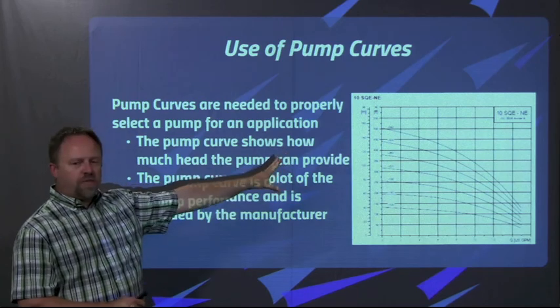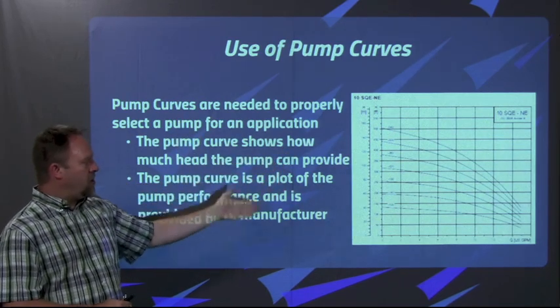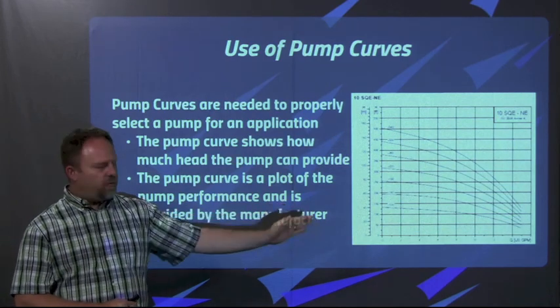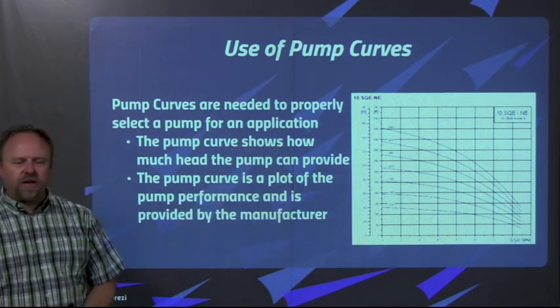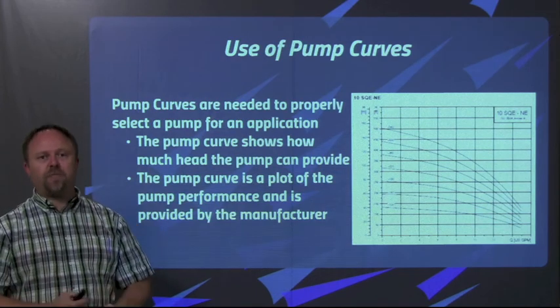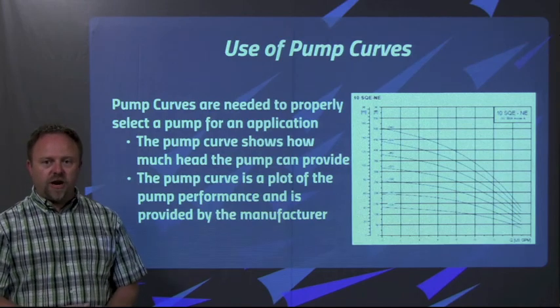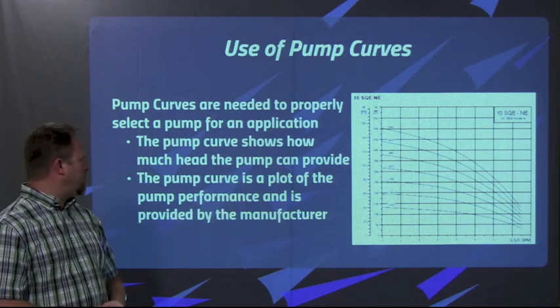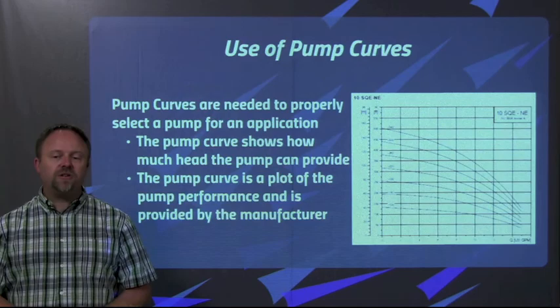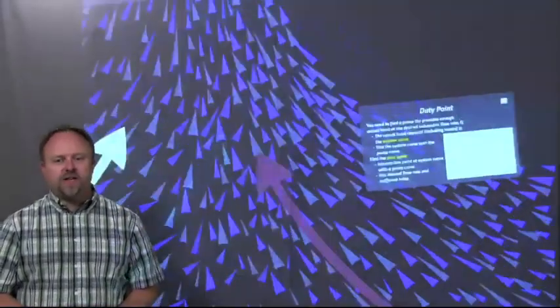We're going to have to use pump curves in order to properly select a pump, because for a specific flow rate, we need to know how much head we can achieve with the specific pumps, so that we can get all the water up out of the ground in the right amount of time that we need to provide for our community. So we're going to use these pump curves, which are provided by the manufacturer, in order to properly select our pump. So how do we do that?